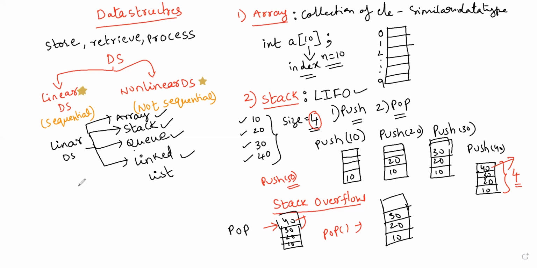In the next pop, if I say again pop, then what is going to happen? It is going to have 10 and 20. So like that, all the elements will be removed. So when the stack is empty, when there are no more elements in the stack, this is called stack underflow. So stack underflow means when there are no more elements in the stack.